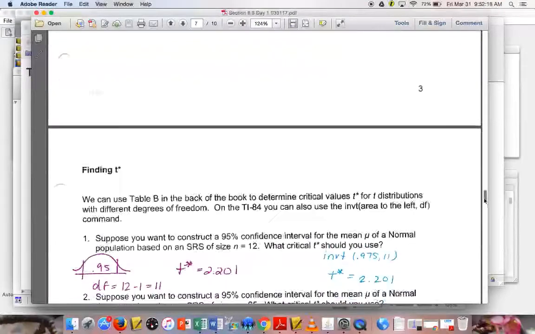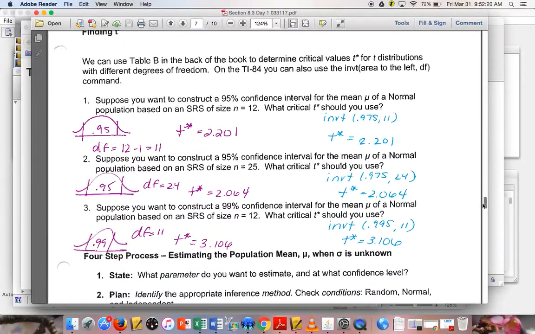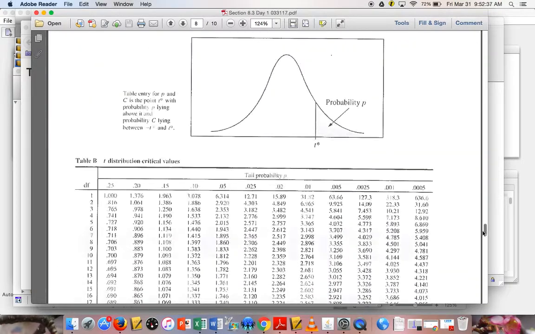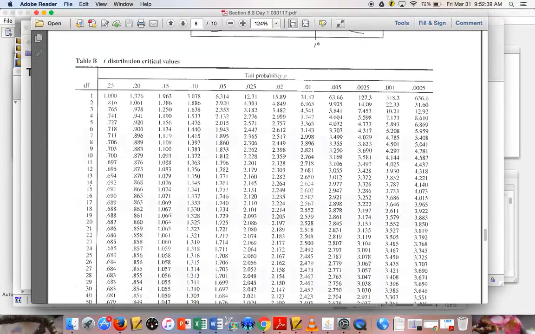All right, so since we now have this new distribution, we have to find critical values differently. The idea is the same here, so you're still trying to capture that middle area. So if you wanted to do a 95% confidence interval, you had a sample size of 12, the degrees of freedom would be 11. So there's a chart that you could use, and you can look up the degrees of freedom.